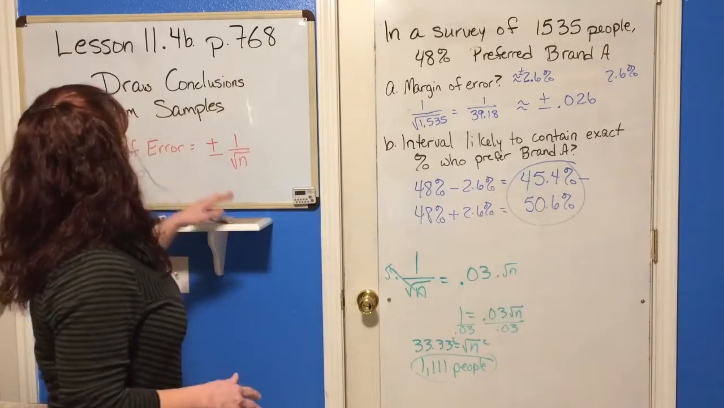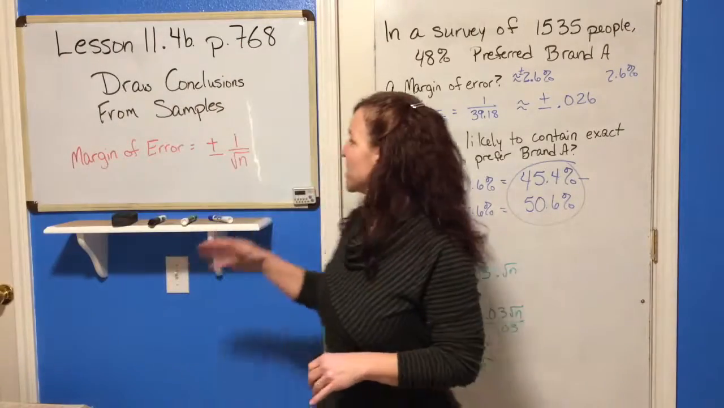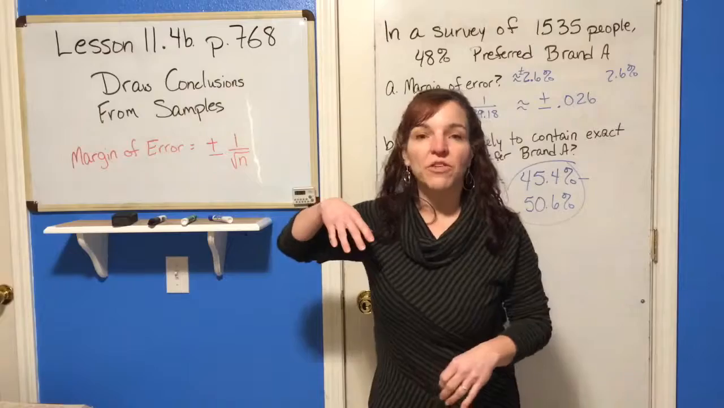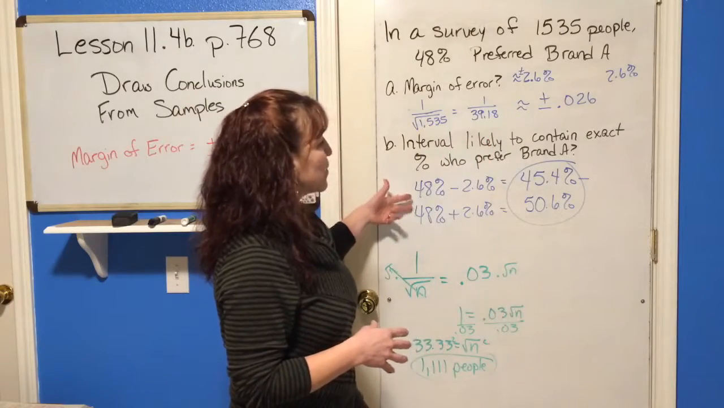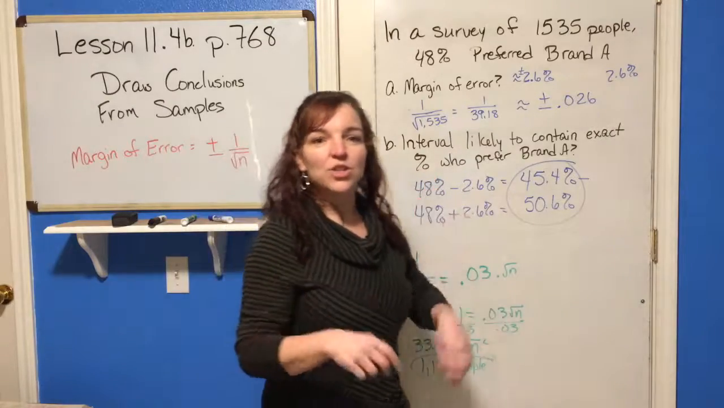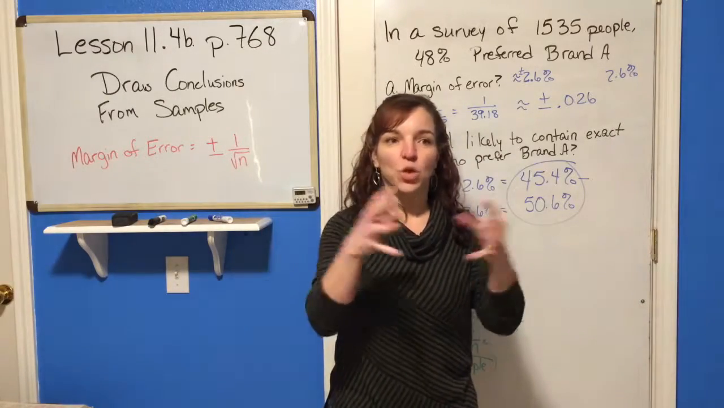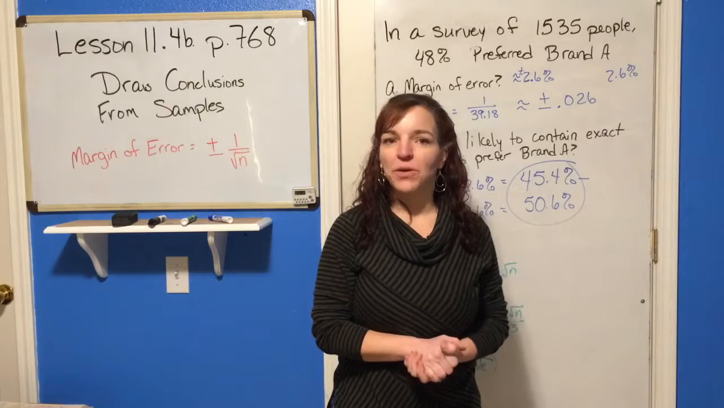You just never know. So the margin of error is plus or minus 1 over the square root of the sample size. Don't forget that you have to add and subtract it to get that interval to know what is the actual percent of your answers.